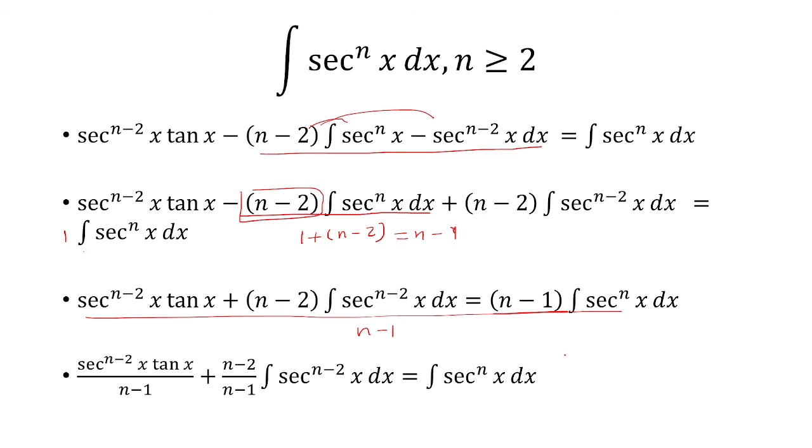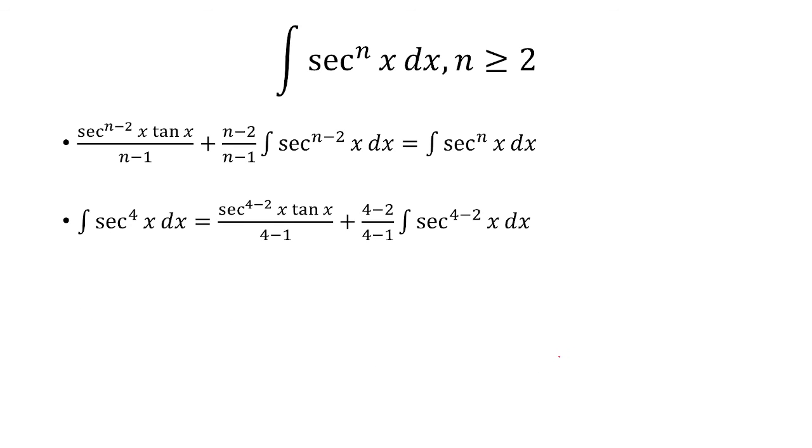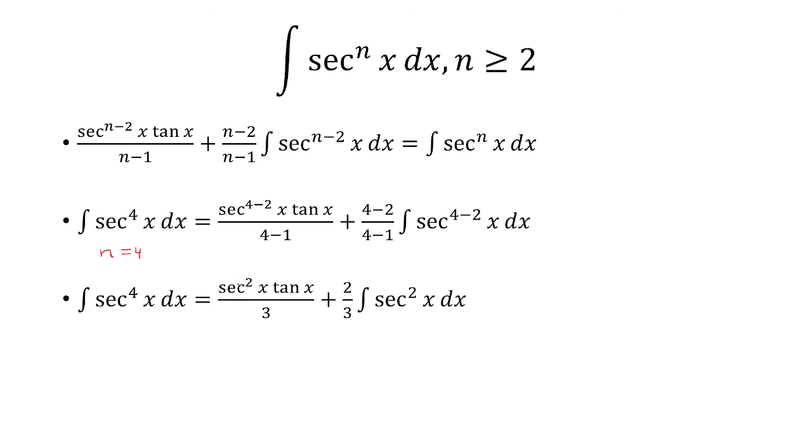Now, we can use this formula to solve for the integral of secant to the 4th x dx. And obviously here, n is going to be 4. So you plug it into this formula. We get it down to this, so we have secant squared times tangent x over 3 plus 2/3 times the integral of secant squared. And we know the antiderivative of secant squared is tangent of x. And so this is our final answer.